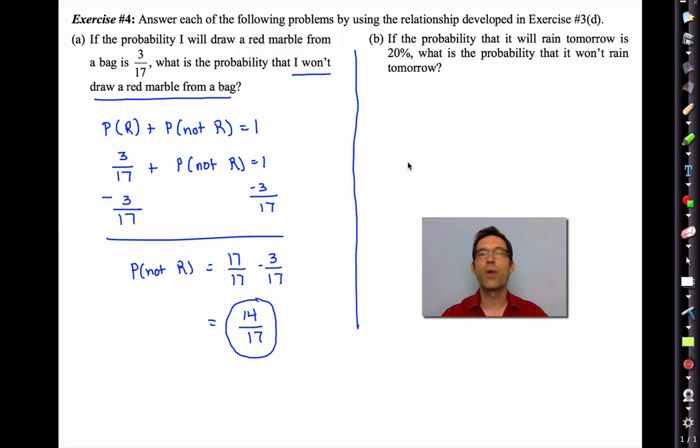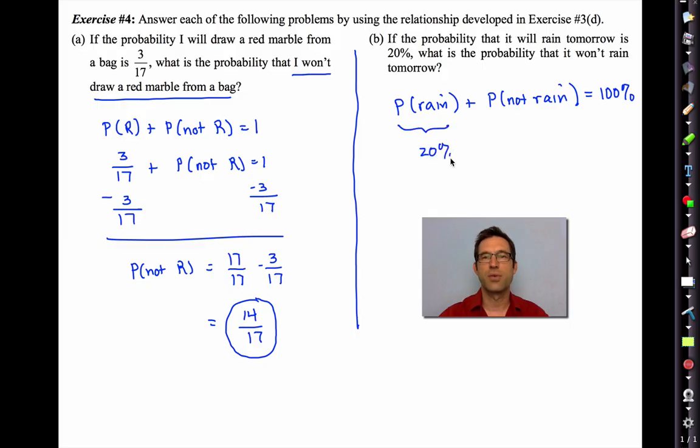All right, letter B. If the probability it will rain tomorrow is 20%, what is the probability it won't rain tomorrow? Well, again, going through this amazingly easy idea, the probability it'll rain plus the probability it won't rain must be 100%. It's got to be. So if the probability that it will rain is 20%, then the probability it does not rain must be 80%.